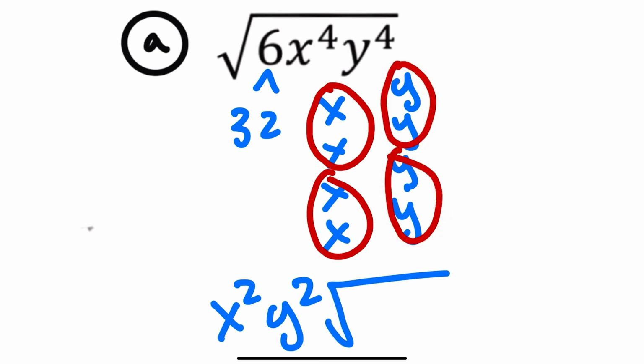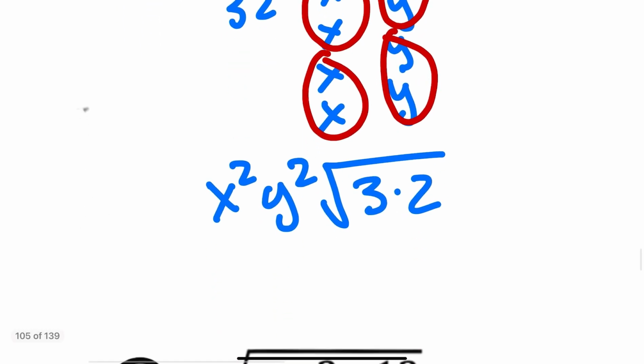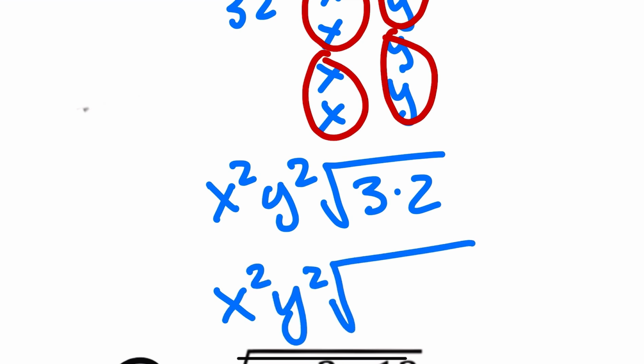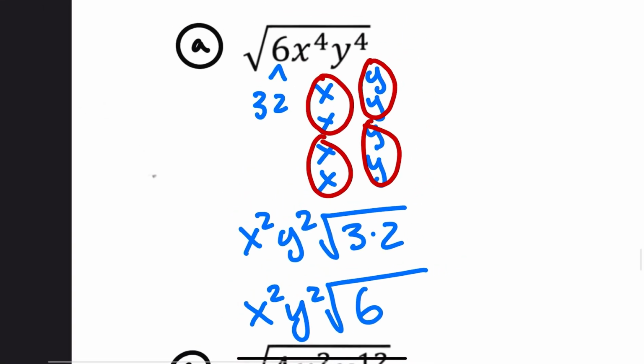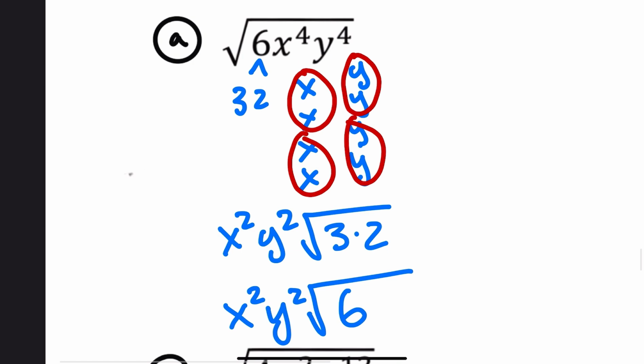And then inside, since my 3 and my 2 are not circled, they are just going to stay in here. Much like on the other page, when we went to look at our leftovers, if we had 2 numbers, we could just multiply those together. So I'll have x squared, y squared, with the square root of 3 times 2, which is 6. And that will be my final answer. So again, you're just handling them separately.